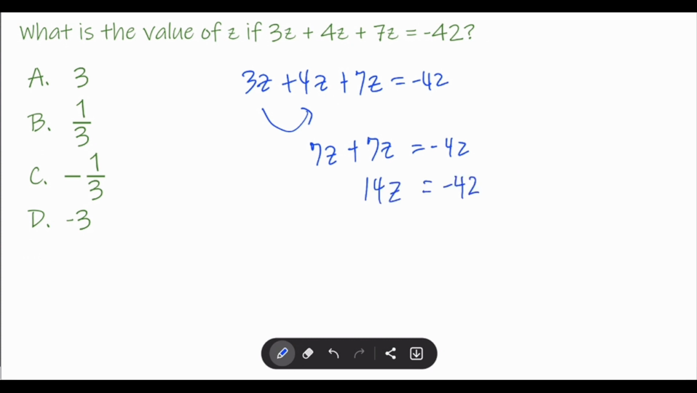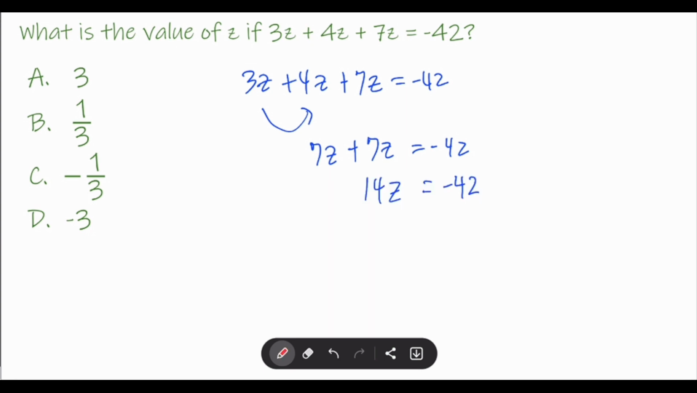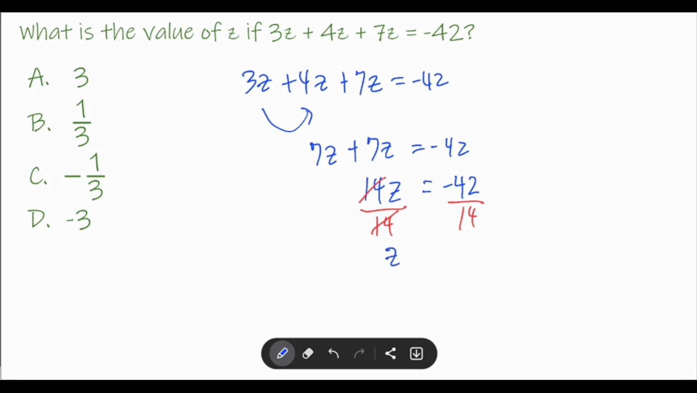Equals negative 42. And then in algebra, we want only the variable to be alone at the left side or one side of an equation. So we have to remove that 14. To eliminate that, we do the opposite operation. So if 14z is a multiplication, 14 times z, we do the opposite. So we divide both sides. So we can cancel this. And what's left is z is equal to negative 42 divided by 14.